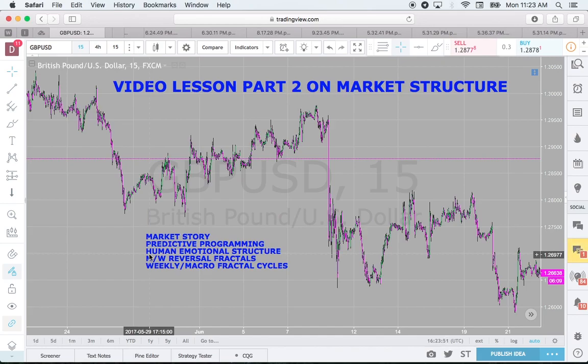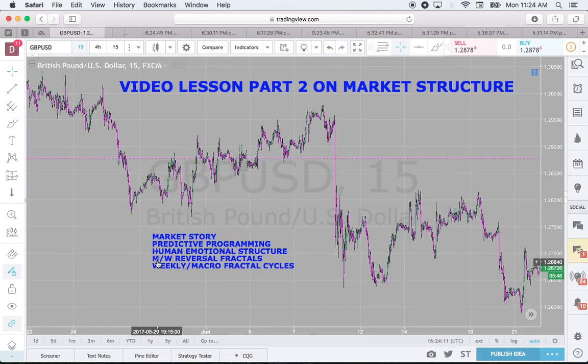Human emotional structure. We'll be going over how we all are emotionally set up, how our emotions are structured, and how we can be programmed to a certain extent. M and W reversal fractals. We'll be going over why we trade M and W reversal fractals, what they are exactly, and why they form, the main concept behind it. We will also be going over weekly and macro fractal cycles, weekly, daily, and also on the monthly time frame, just any macro fractal.